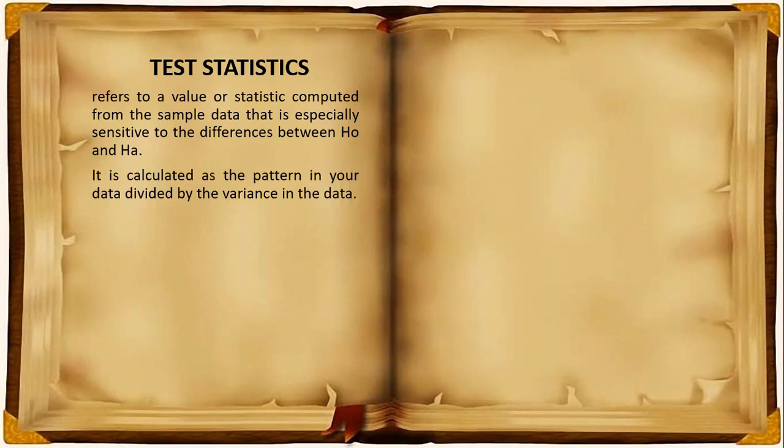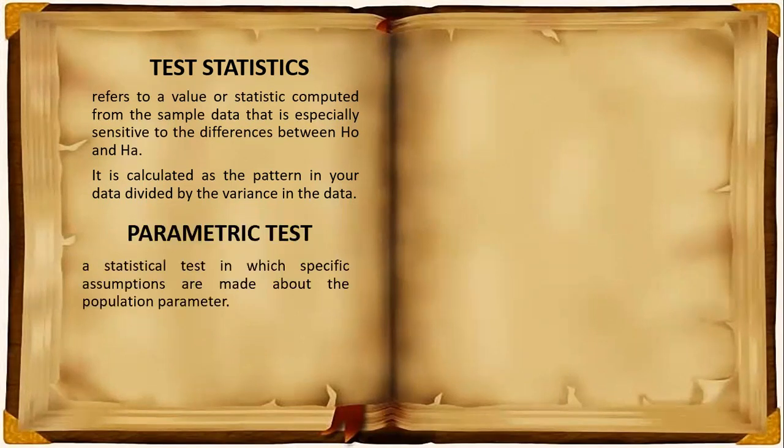Then it is calculated as the pattern in your data divided by the variance in the data. So the test statistic is used in a hypothesis test when you are deciding kung kano sa ka mag-decide na mo support or mo reject sa inyong null hypothesis. Now, for parametric test, a statistical test in which specific assumptions are made about the population parameter.